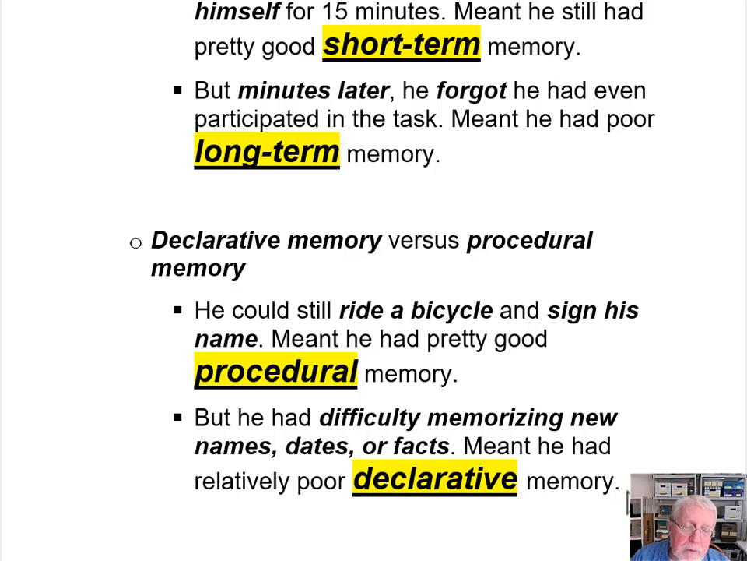Obviously, declarative memory is the type of memory that's very important when you're taking a college class like general psychology. Much of your grade depends on your ability to get the information into declarative memory in such a way that you could retrieve that information.